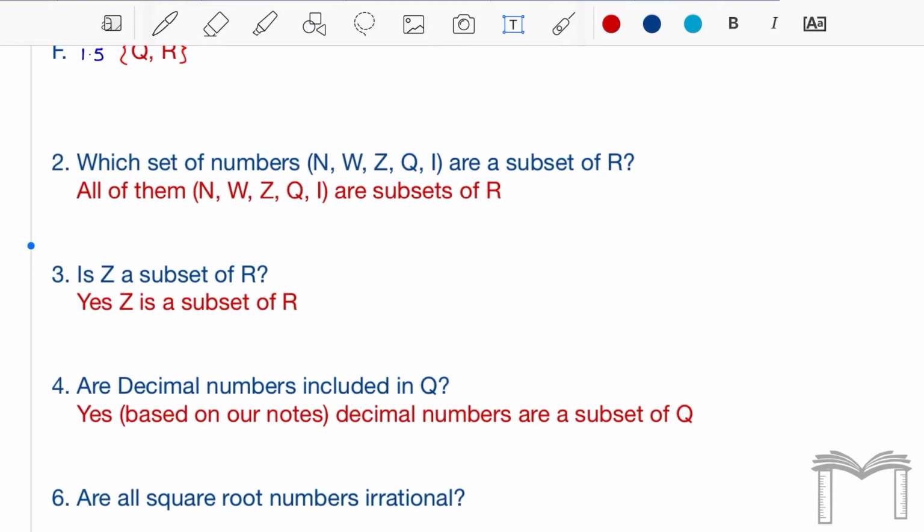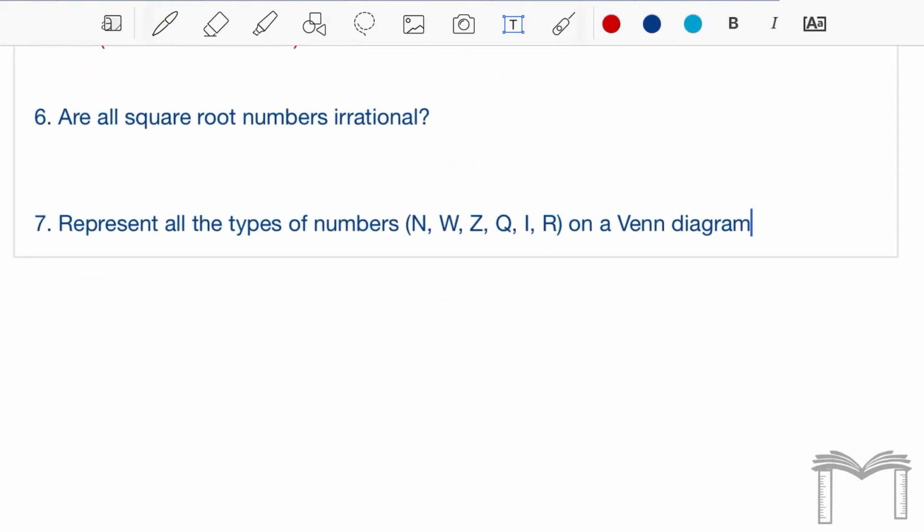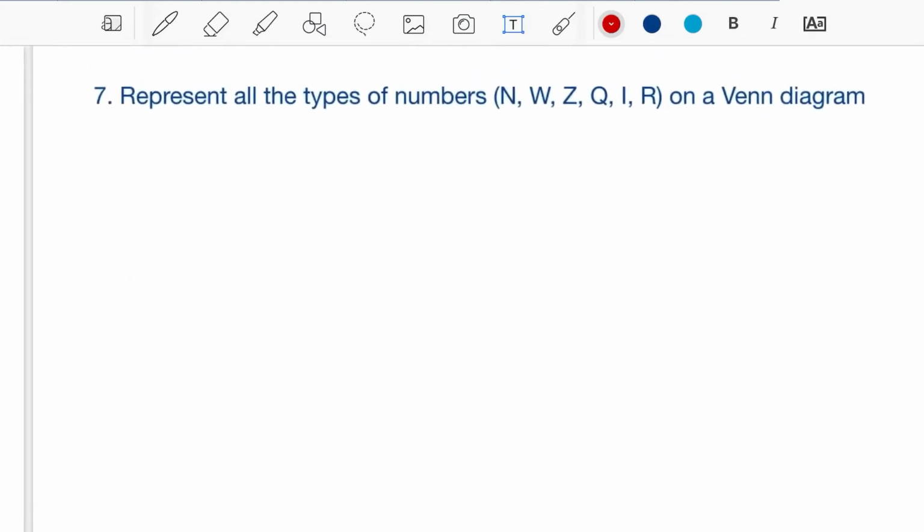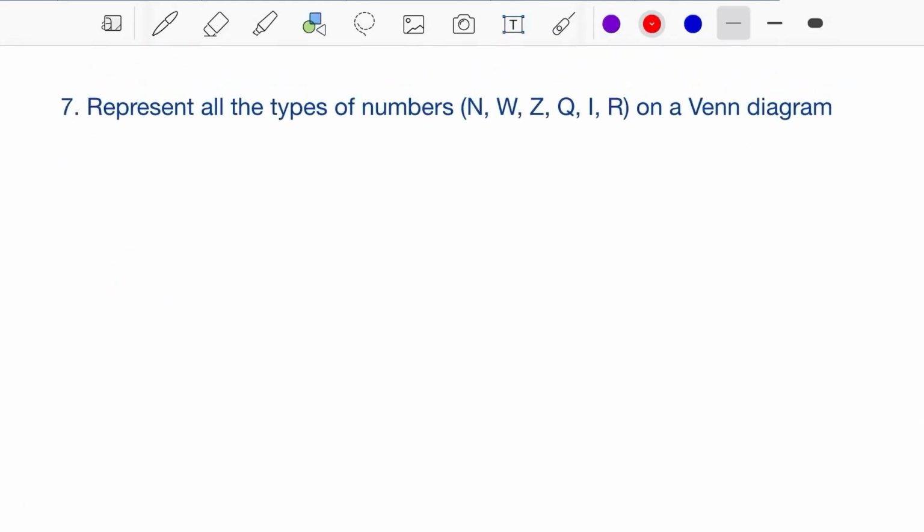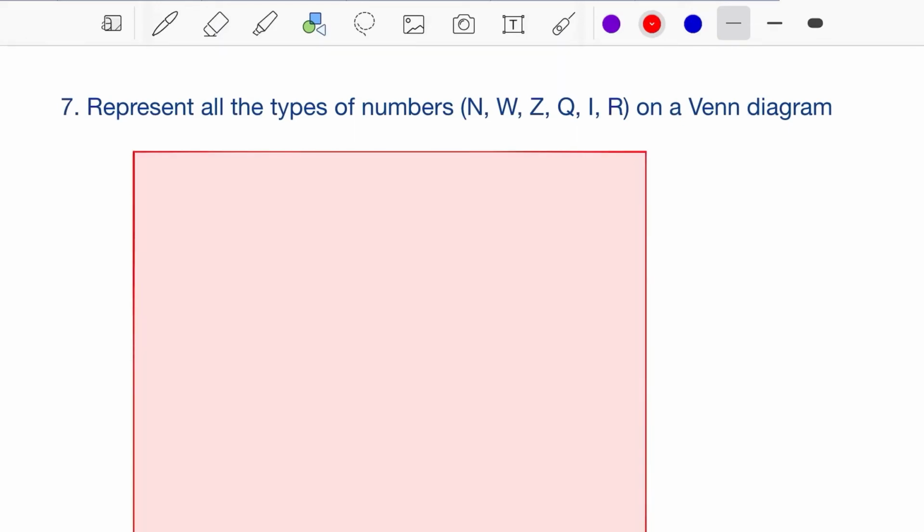Number 5. Are all square root numbers irrational? No. Some of them are irrational and some of them are rational. For example, the square root of 25 is a rational number, while the square root of 7 is an irrational number. Number 6. Represent all the types of numbers: natural numbers, whole numbers, integers, rational numbers, irrational numbers, and real numbers on a Venn diagram.